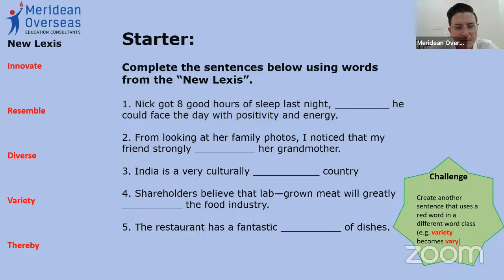Now, for one of these, for number 2, you need to change the word on the left ever so slightly in order for it to make grammatical sense. I'll let you decide which one that would be.